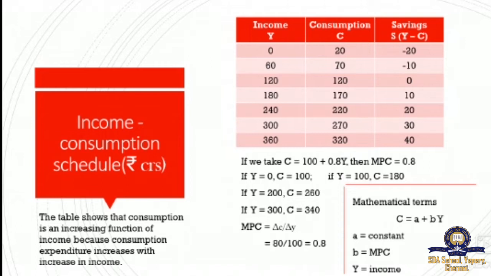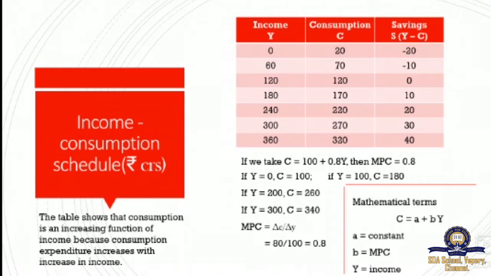Now we'll calculate MPC. The formula is C equal to 100 plus 0.8Y. Now look at this side corner, mathematical term C equal to A plus BY. C is consumption. A is constant, 100. So we'll use 100 in all the calculations. Plus BY is 0.8Y.